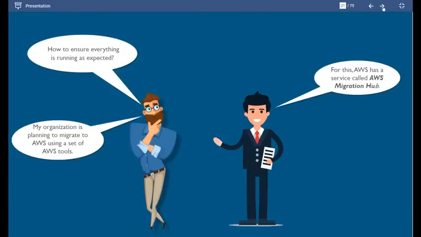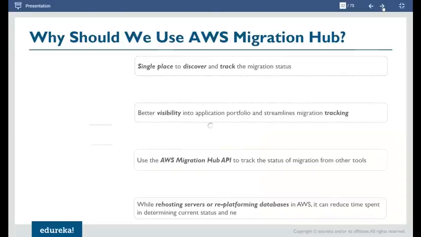How to ensure everything is running as expected? My organization is planning to migrate to AWS using a set of AWS tools. So for this, AWS has a service called AWS Migration Hub.